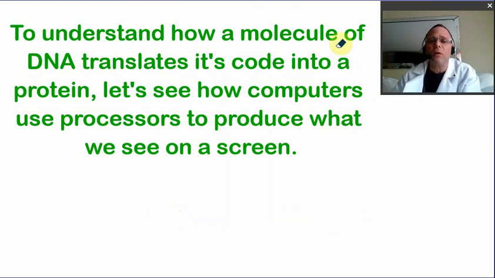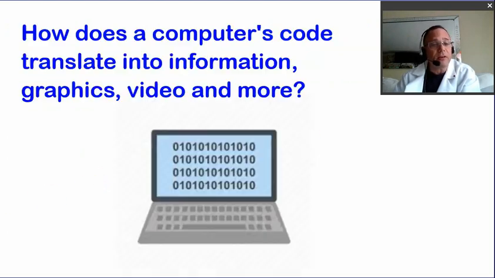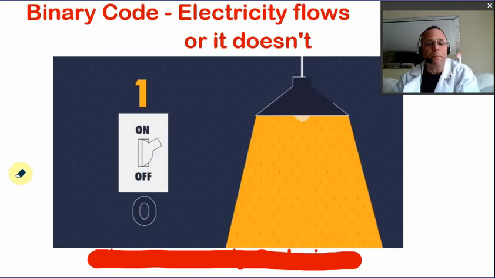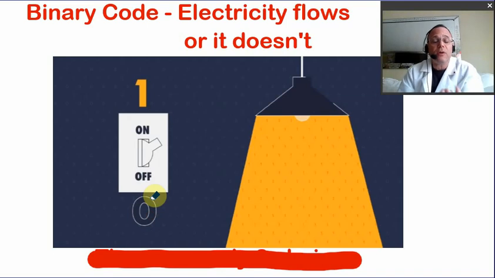Well, to understand how a molecule of DNA translates its code into a protein, because ultimately it's proteins that are responsible for our traits, let's see how computers use processors to produce what we see on the screen and even hear. So, how does a computer code translate its information into graphics, video, and more? Well, they do something called a binary code. You see this 1 here and the 0? Binary means 2, so it has the option of 1 or 0.